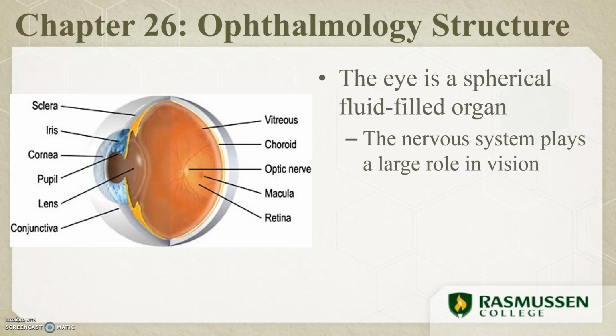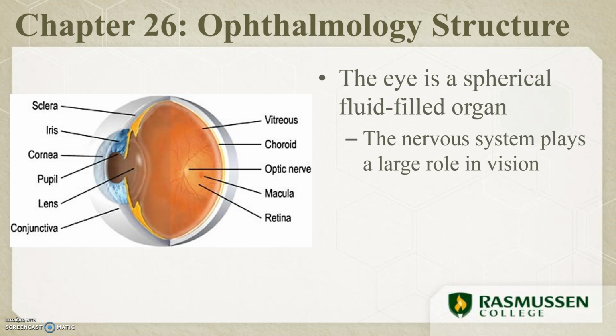So we're going to start with talking about chapter 26, which is going to help us understand the structure of the eye. And it's also going to talk about diseases associated with the eye. So the eye is a spherical shaped, fluid-filled organ that is composed of structures that facilitate vision. Those structures are your cornea, pupil, lens, and retina.